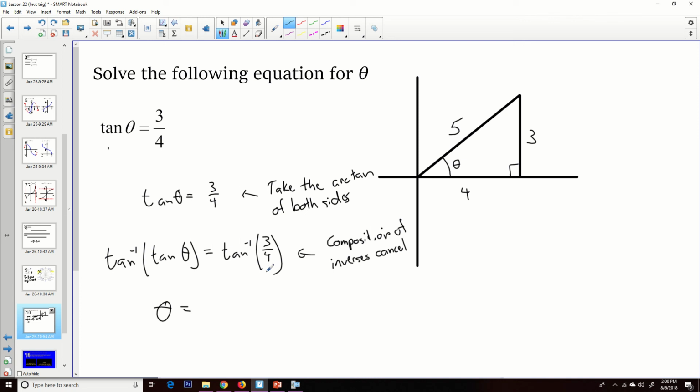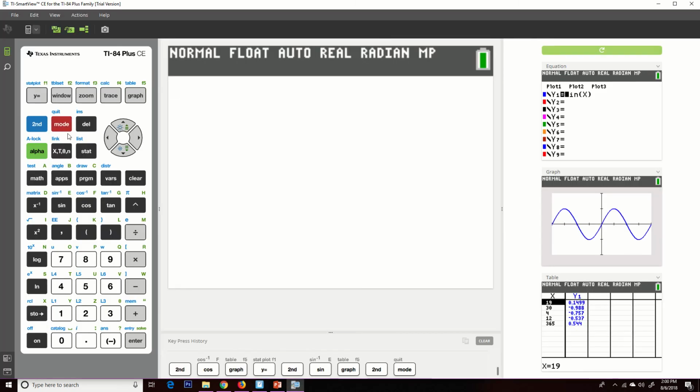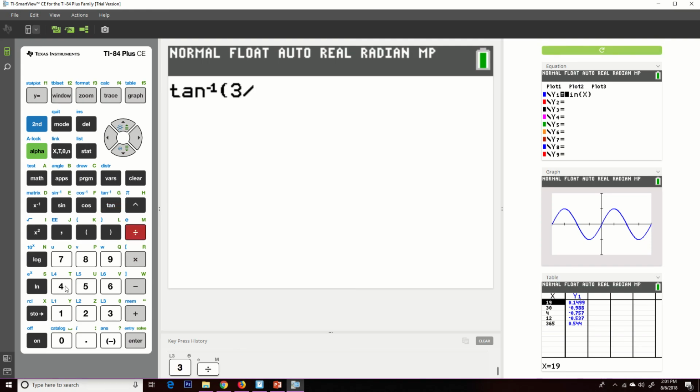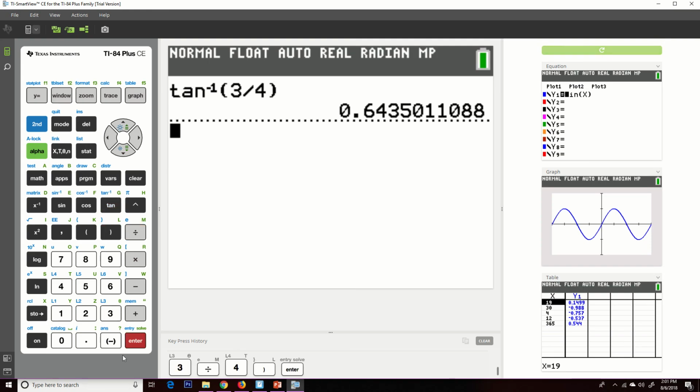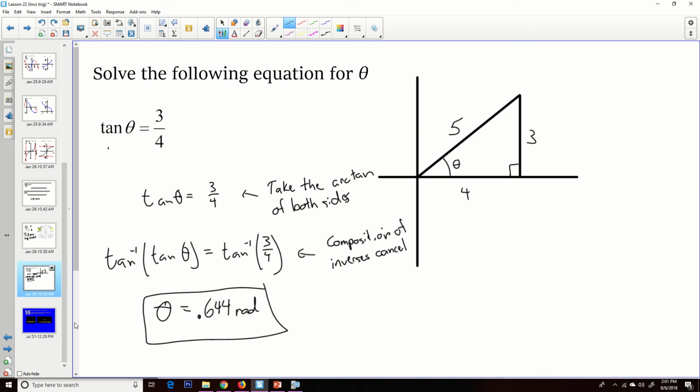And then this thing you can plug into your graphing calculator. Now, we're going to leave it in radian mode and just label it as radians. So the arctangent of 3 over 4 gives you an angle measure of 0.644 radians. And we're done. Now, that's just the introduction to inverse trigonometric functions. That's all I've got for today.